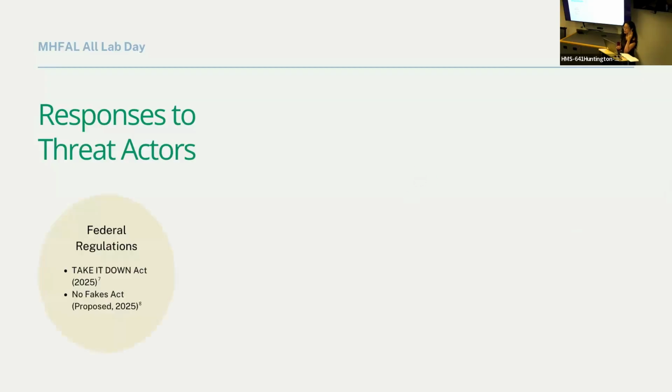There are different responses from different types of disciplines to try to mitigate these threats. The main federal regulation that we have in the United States is called the Take It Down Act, and it is solely around removing non-consensual intimate images for women and children. That was implemented and passed this year.